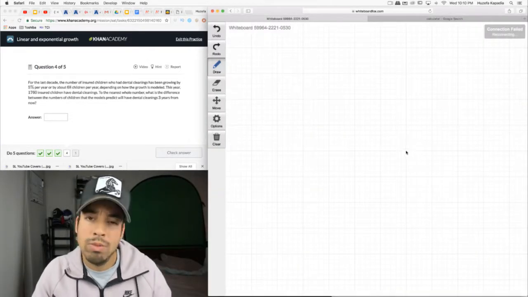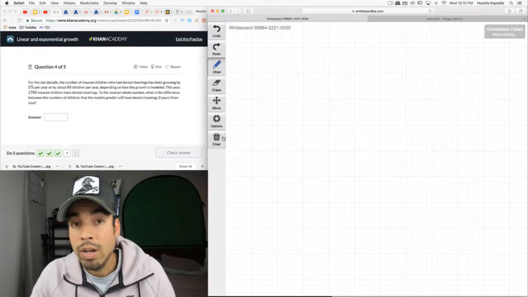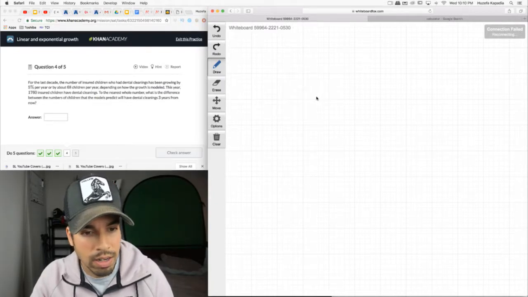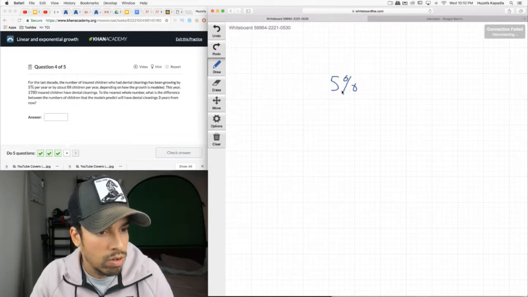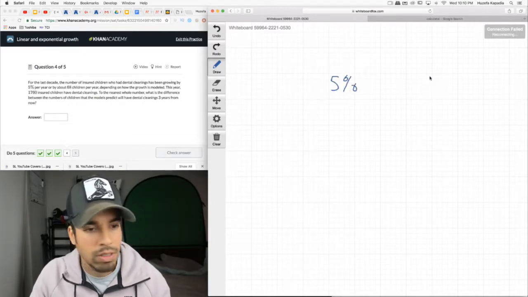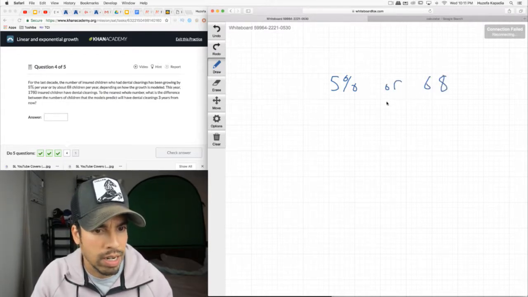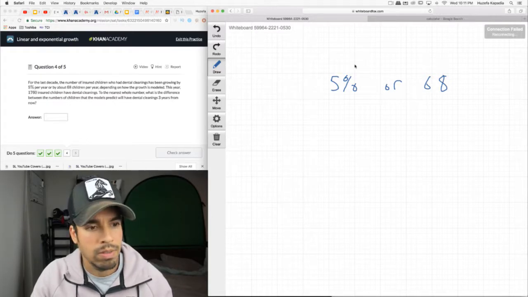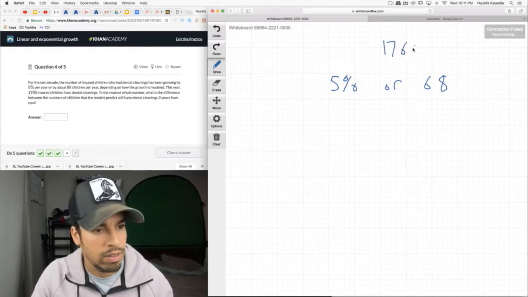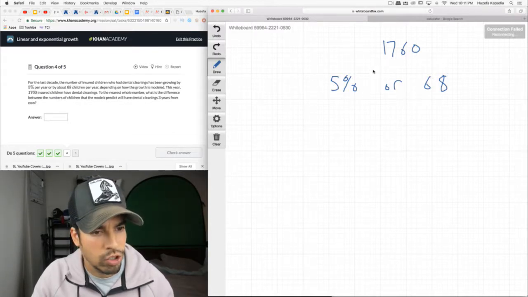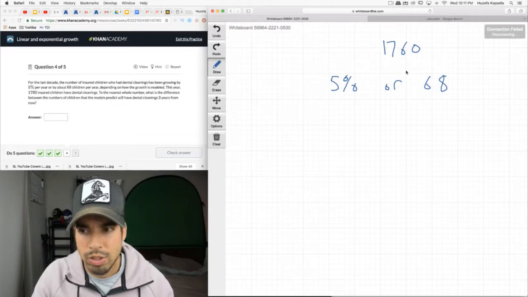All right, question 4. No multiple choice for some reason, or only one in the beginning. For the last decade, the number of insured children who had dental cleanings has been growing by 5% per year, or by about 68 children per year, depending on how the growth is modeled. This year, 1,760 insured children had dental cleanings. To the nearest whole number, what is the difference between the numbers of children that the models predict will have dental cleanings 3 years from now? Okay.